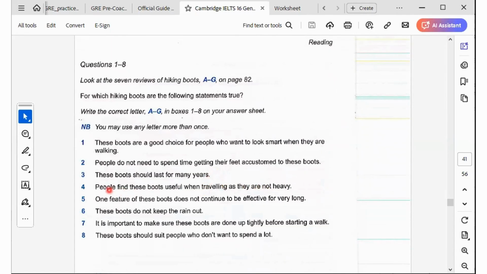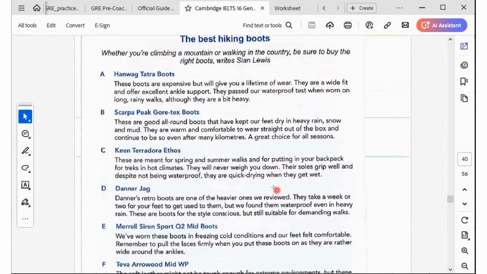Okay, yeah, this one. People find these boots useful when traveling as they are not heavy. Yes, that's it. They are not heavy. Can you see? It says that word. You can put it in your backpacks for treks. And then it says they will never weigh you down. They are not heavy. And then you can put them in your backpacks. What do you use backpack for? Use it when you are traveling.